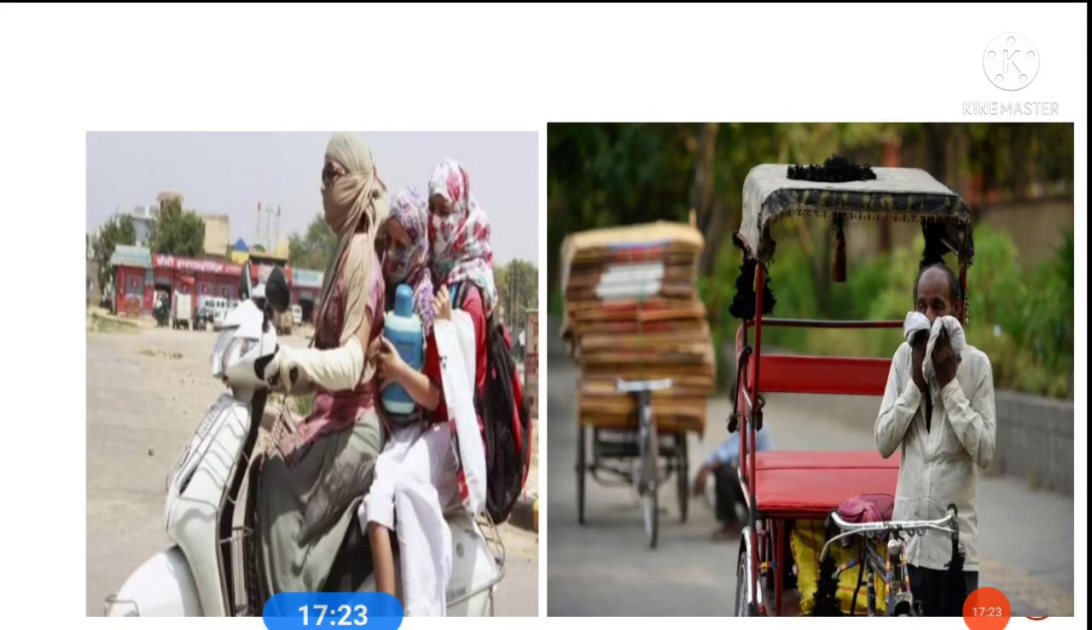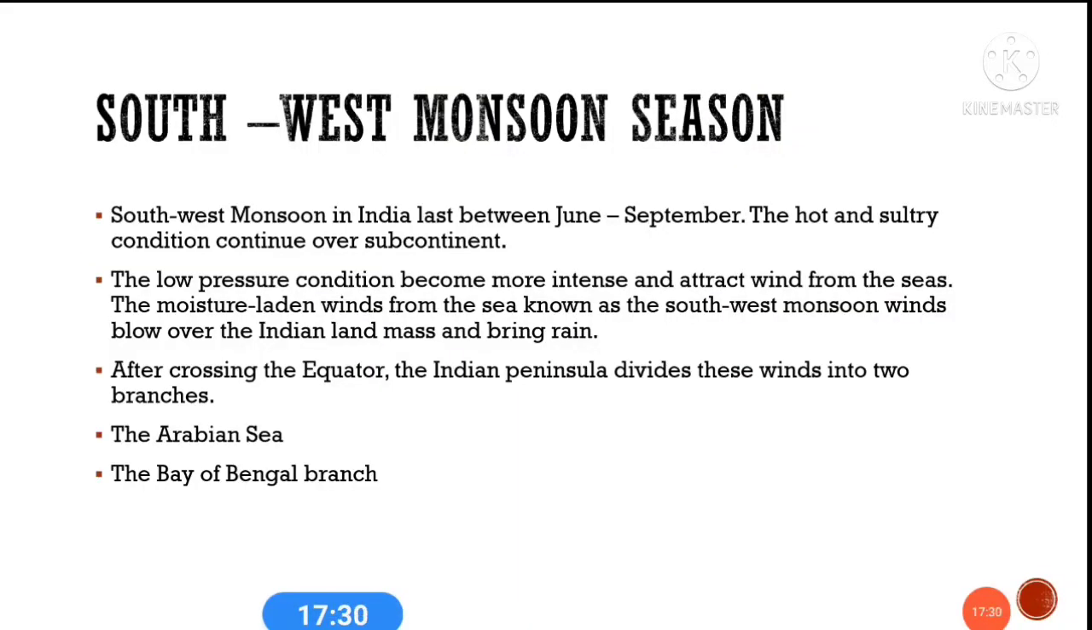As you can see in this image, what will be the situation of people in India during the summer months? Now let us discuss the southwest monsoon season. The southwest monsoon season in India lasts between June and September. We call it the rainy season, June to September.